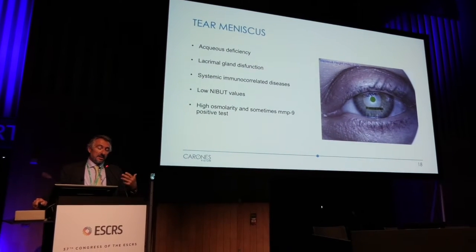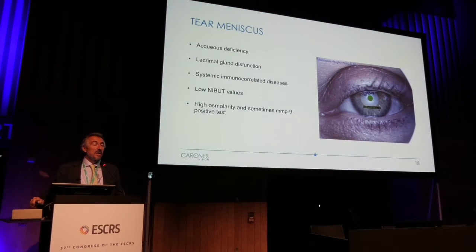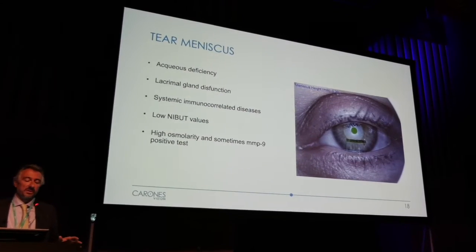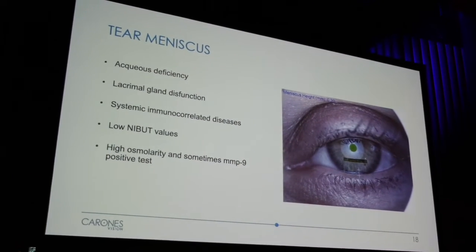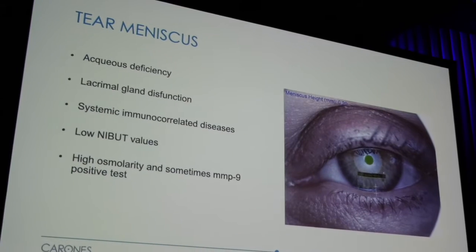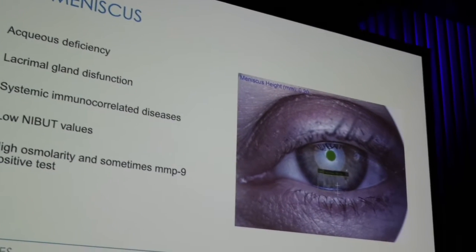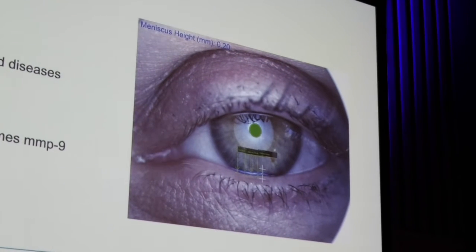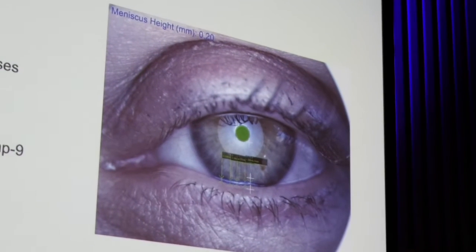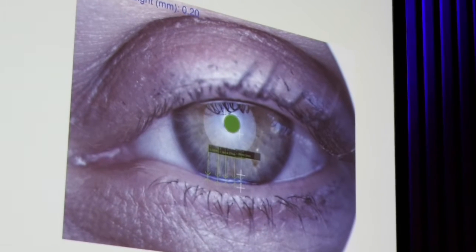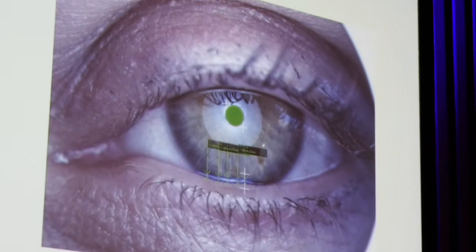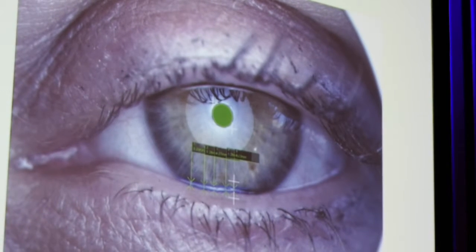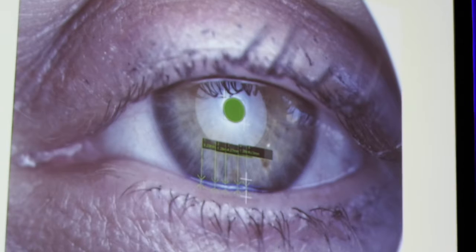Then another important exam that we have to do in order to classify our dry eye patient is the tear meniscus. I prefer to do the tear meniscus and not the Schirmer test, because you know that the Schirmer test is much more correlated with, or maybe altered by, corneal sensitivity. Tear meniscus is much better to check in aqueous deficiency. This is correlated to lacrimal gland dysfunction.